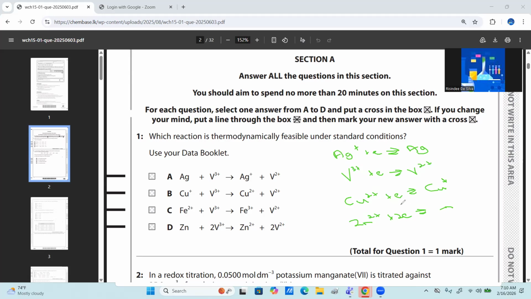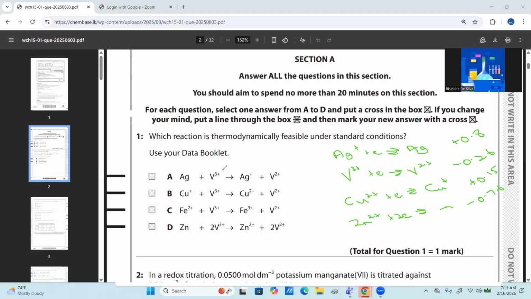So if I write the electrode potentials, for silver, it's plus 0.8. V3 to V2, it's minus 0.26. Cu2 plus and Cu plus, it's plus 0.15. And for zinc, it's minus 0.76, right? Then we'll see how to do this one.